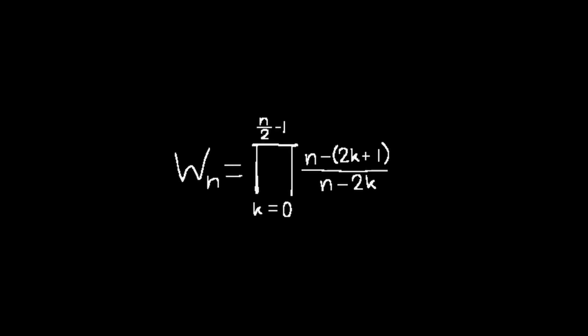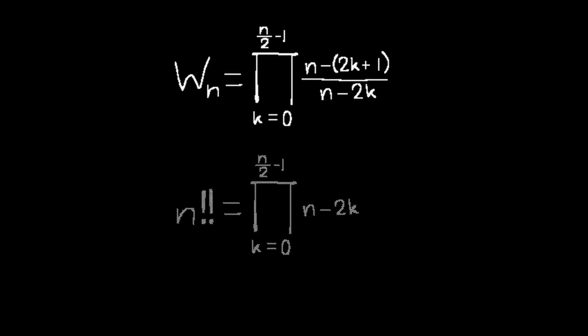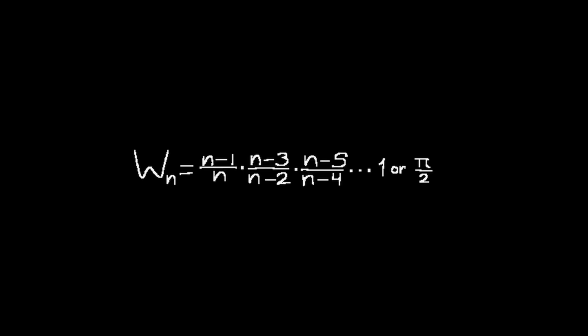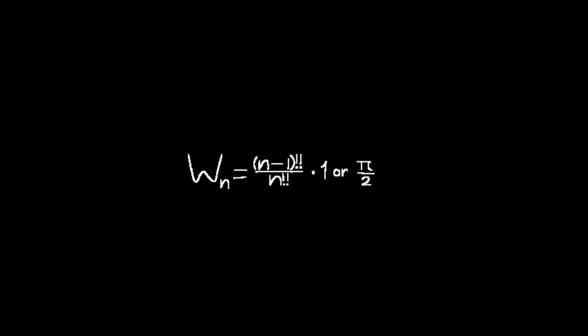But wait a second, does this not remind you of something? Let's bring in the expression of double factorials from before. Look at how similar they are. Does this mean that we can represent our integral with double factorials? Well, you'd be correct. We can expand this big pi expression, and we're going to get a very similar pattern to before. We can use double factorials to write the top and bottom terms.